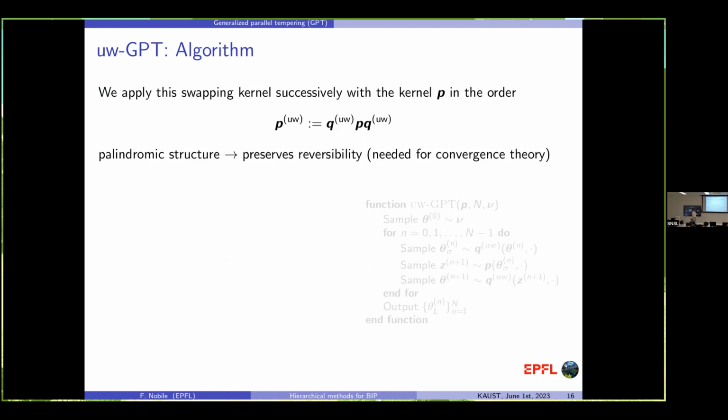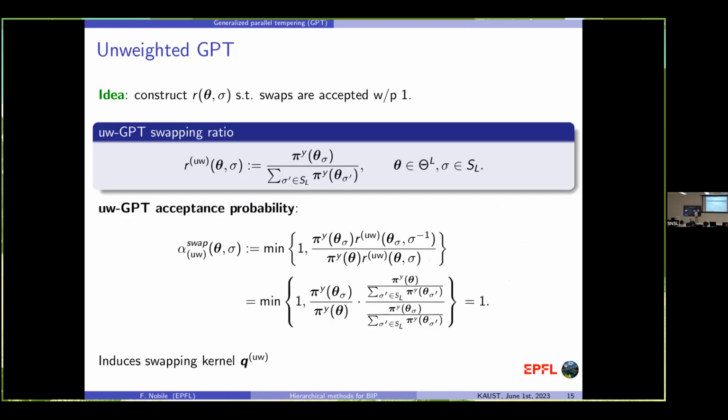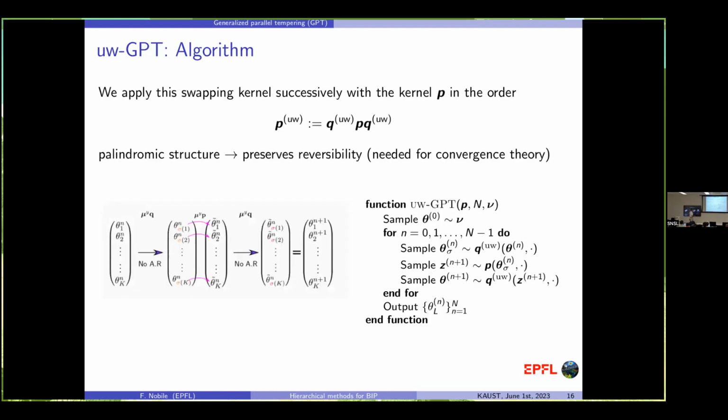So both P and Q are kernels that have this joint density as an invariant density. And if I use this palindromic structure, then I make sure that they are also reversible. So if P is reversible, this Q is also reversible because I guarantee that they can always do the inverse swap. And then the whole Markov chain will be reversible.